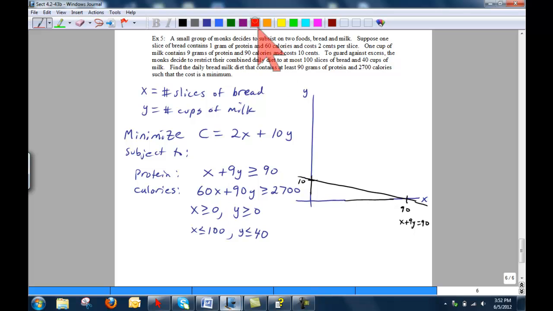All right, if we look at 60x plus 90y equals 2,700, we'll find out that y is 30 and that x is 45. So setting x equal to 0, setting y equal to 0 as we did before. And this is the line 60x plus 90y equals 2,700.